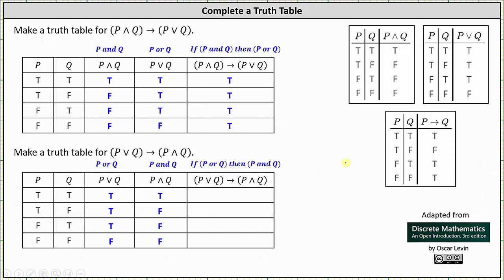Again, the implication is false only when the hypothesis is true and the conclusion is false, which in this case is when P or Q is true and P and Q is false. Notice this occurs in row 2 as well as row 3. The implication is false in these two rows and true in the other two rows. The column for if P or Q, then P and Q is true, false, false, true.